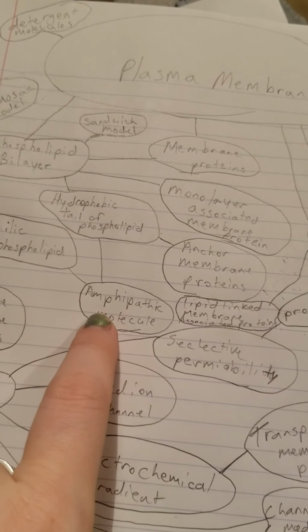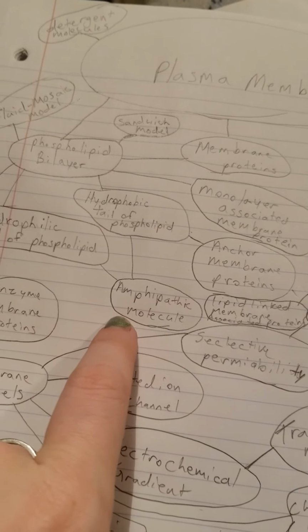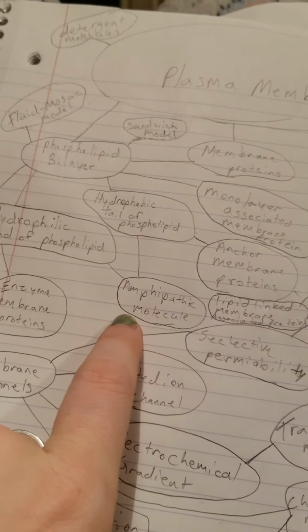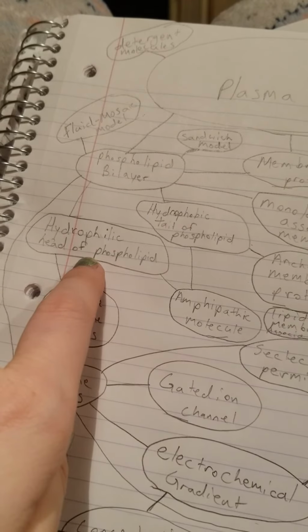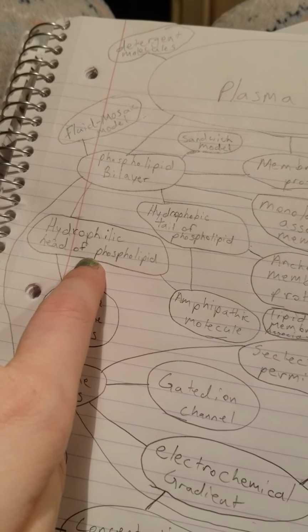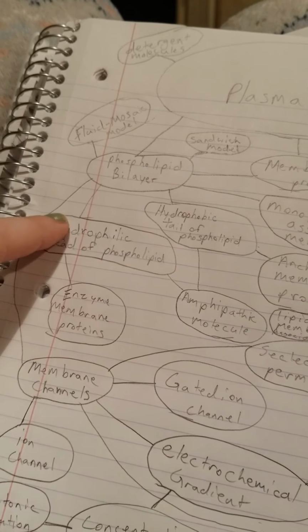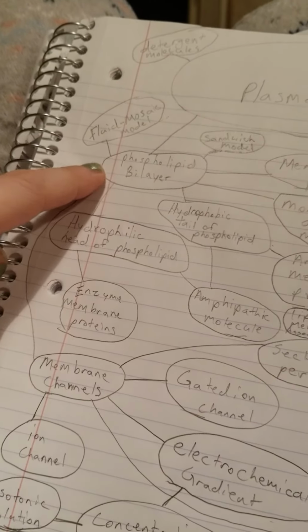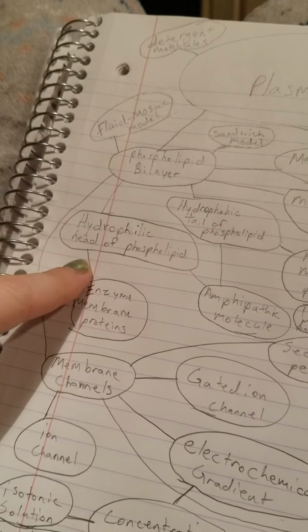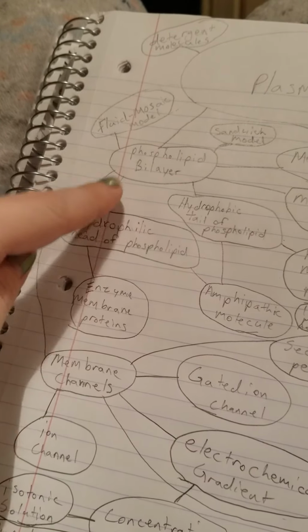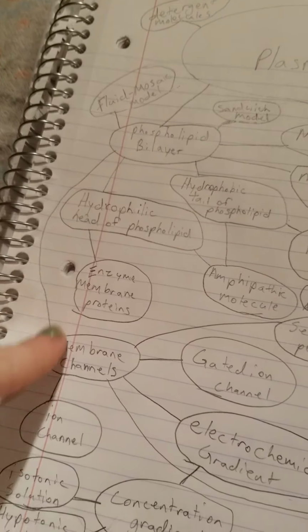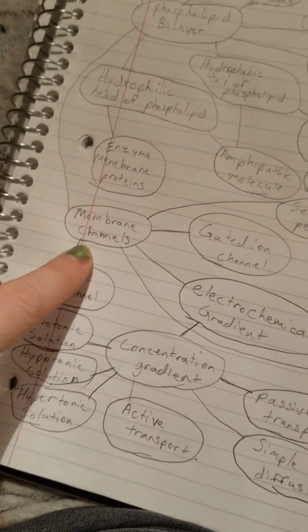And also the amphipathic molecules. And that's also attached to the hydrophilic head of the phospholipid. Which also goes back to the phospholipid bilayer. And then off of that I have enzyme membrane proteins. And then off of the phospholipid bilayer, the last one that I have is membrane channels, and that's another big one.